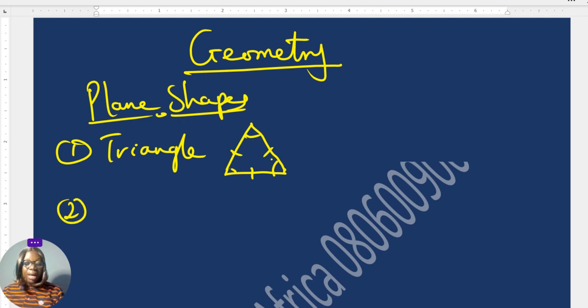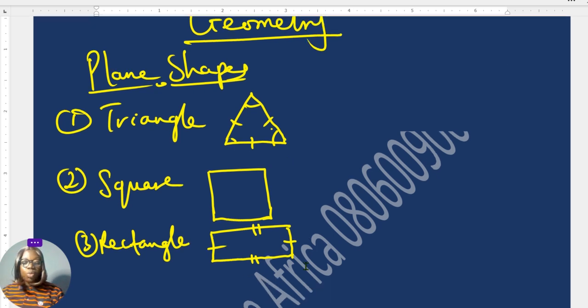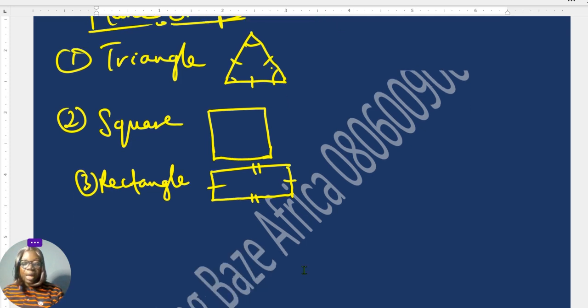Then another one that we have is a square. All the four sides of a square are equal. The next one is a rectangle. Only two opposite sides of a rectangle are equal. Please pardon my drawing. So the square and the rectangle are also called quadrilaterals because they have four sides and four angles.